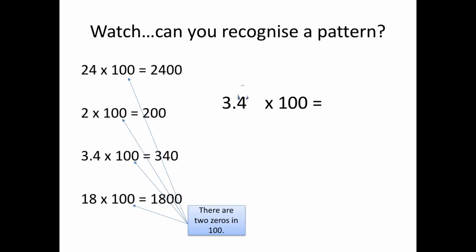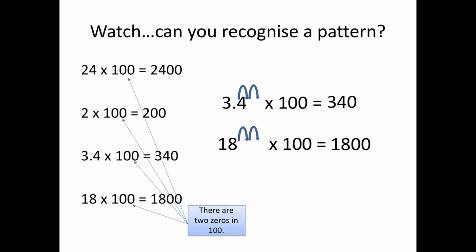So 3.4, there's one place, there's another place. Anywhere that there is a spare archway, a zero will go there. So in this case, we had to move it one place, and that would have made 34 if we were timesing by 10, but as we're timesing by 100, we move it a second place, ending up with a zero on the end as well. So 18 times 100, again, two places. There's two spare archways, we have to put two zeros, 1,800.